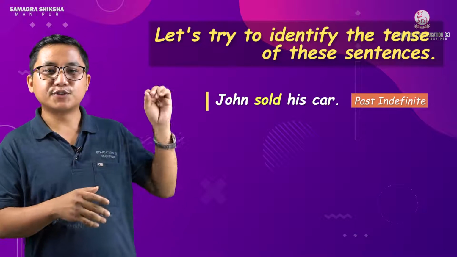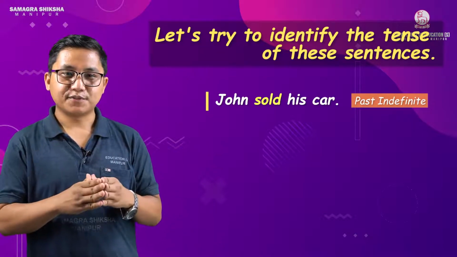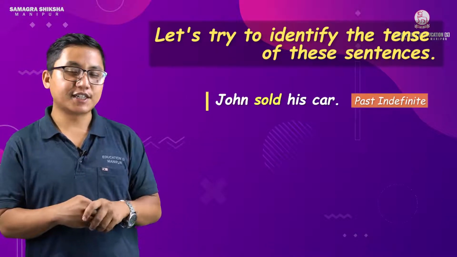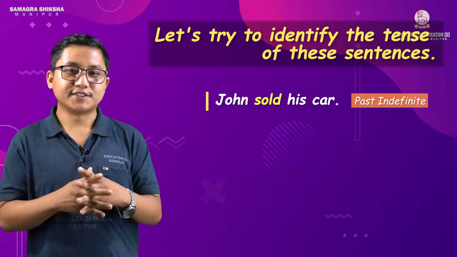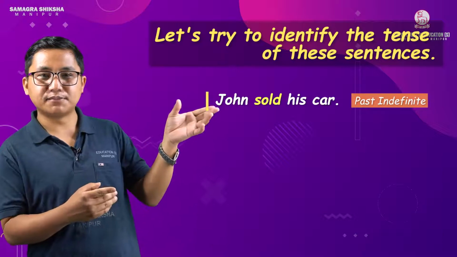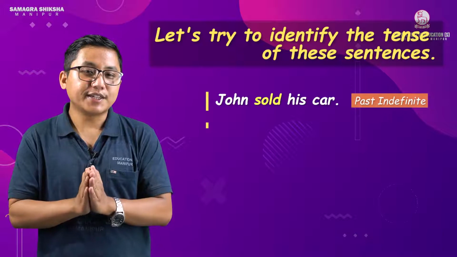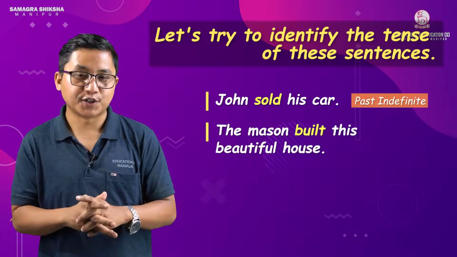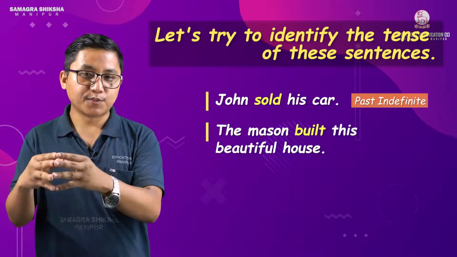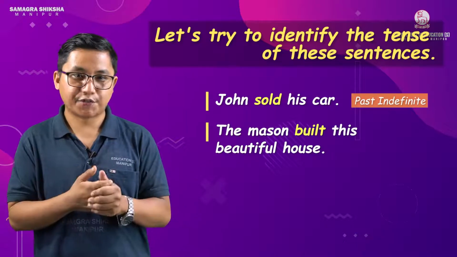So, John sold his car: first look at the verb. Sold is written in second form, not had been, and not in ing form. It is the second form, so it is past indefinite. Second sentence: the mason built this beautiful house. See the verb first: built is written in second form, past form. So it is past indefinite.